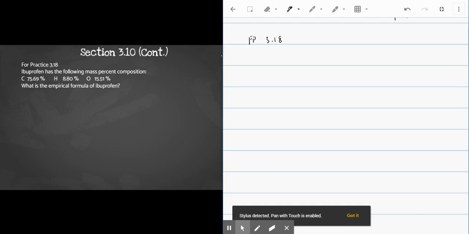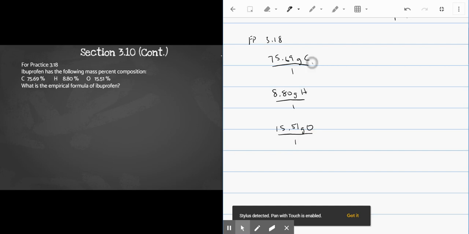75.69% carbon. I'm just going to go ahead and change that to grams. 75.69 grams of carbon. Then we have our hydrogen, 8.80 grams of hydrogen. And lastly, we have 15.51 grams of oxygen. Okay, so I changed percent to grams. Now we go grams to moles. Percent to grams, grams to moles, divide by small, multiply till whole.